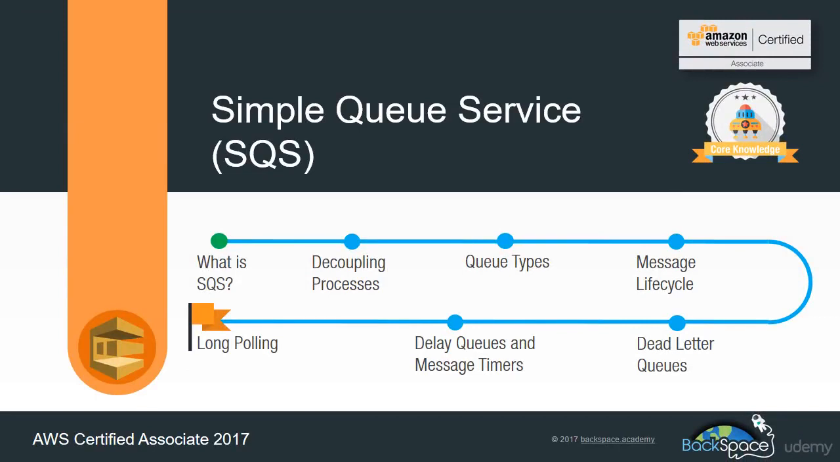In this lecture on Simple Queue Service, or SQS for short, we'll go through and explain exactly what the SQS service is. It's a service for the queuing of messages and how we can use that to decouple our processes. We'll look at the queue types and we'll also look at the life cycle of a message as it passes through the SQS process. We'll look at dead letter queues. What do we do with messages that cannot be processed? We'll look at delay queues and message timers, and we'll also look at the process of long polling.